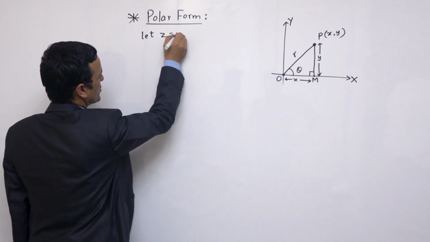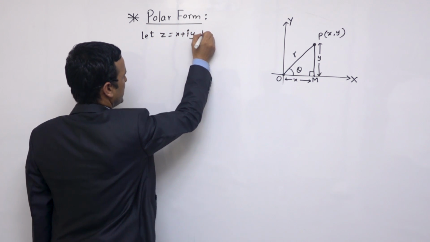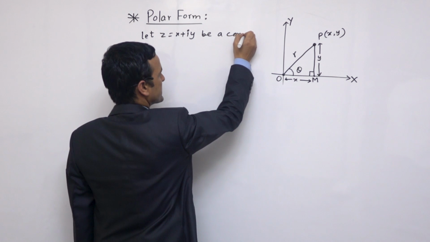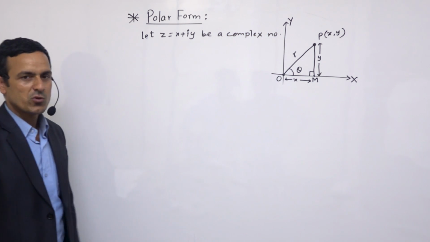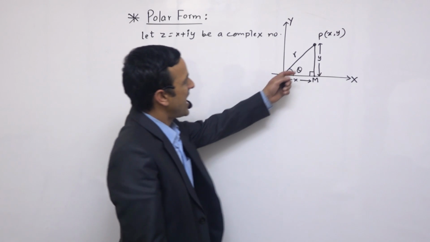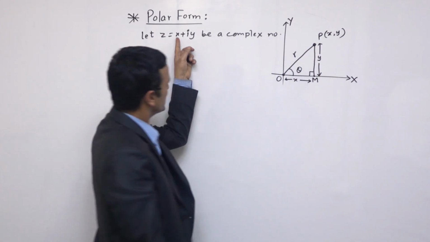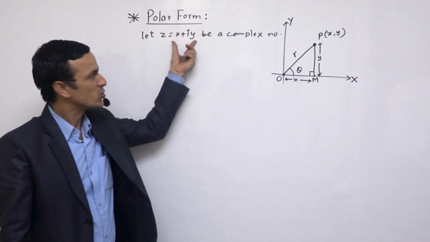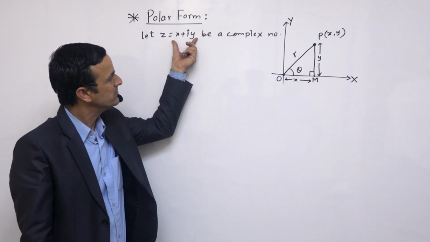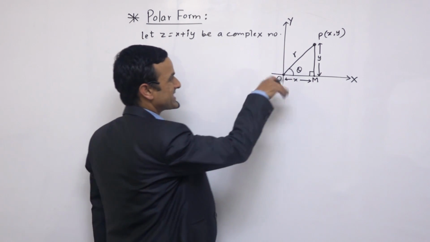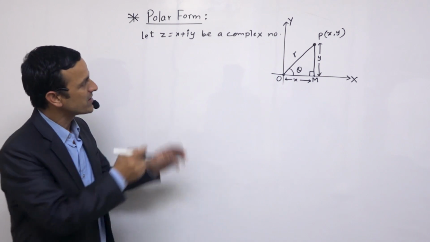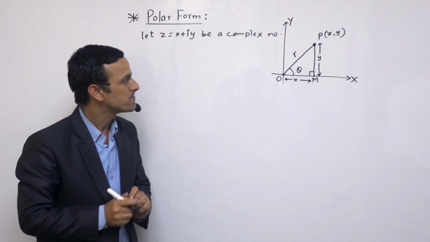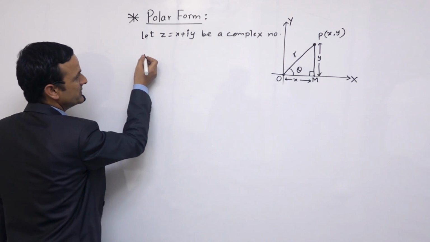Let z is equal to x plus iy be a complex number. So how can we change this x, y, which is complex number? It is also known as Cartesian form. Now we are going to change this Cartesian form into polar form. So one system to another system. So how to change? Look at here.